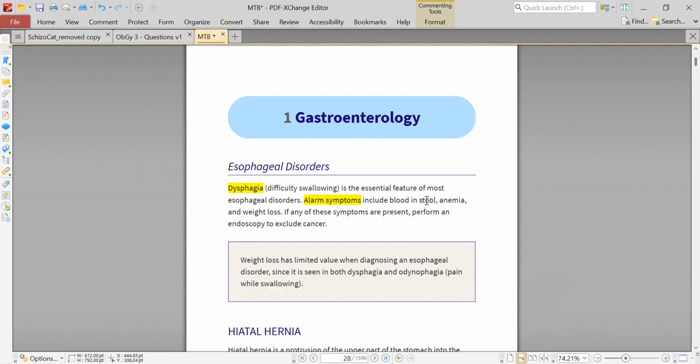So what happens is this blood in the stool is called melena. It is black in color. So that is melena; if it is black in color, it is called melena. Anemia means loss of blood from the GI tract, and then weight loss. If any of the symptoms are present, perform an endoscopy. So first you have to perform endoscopy if these three alarming features are present.